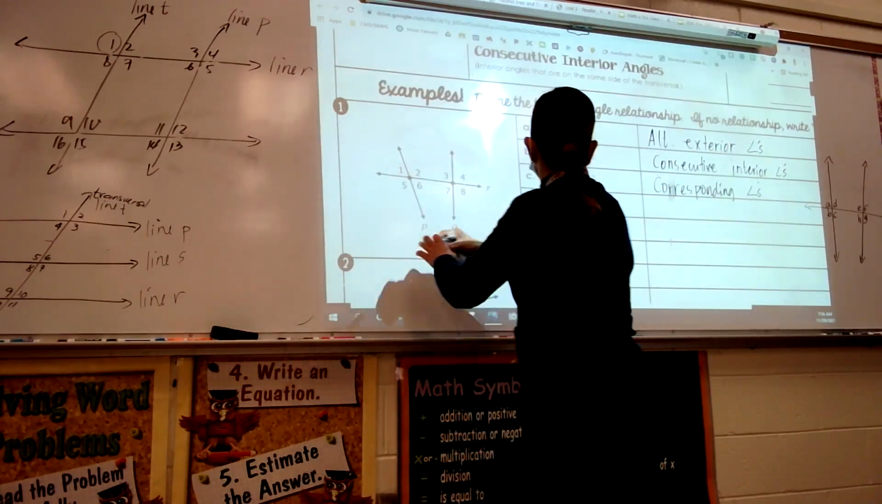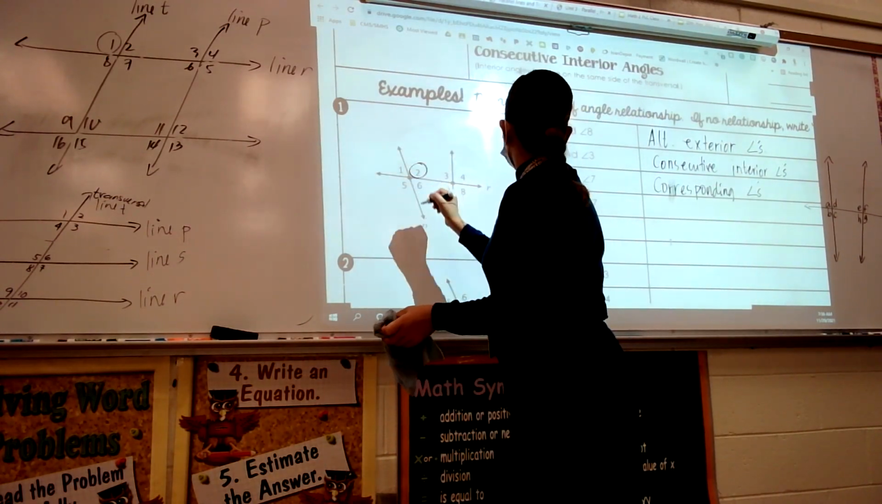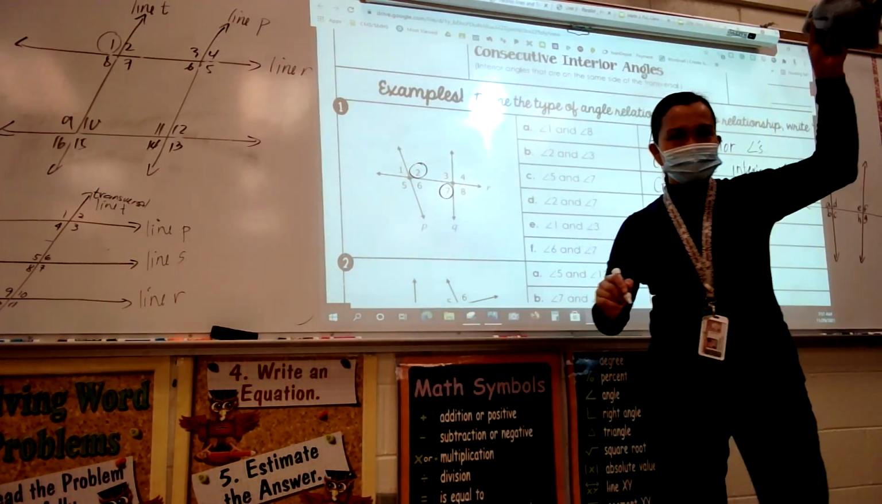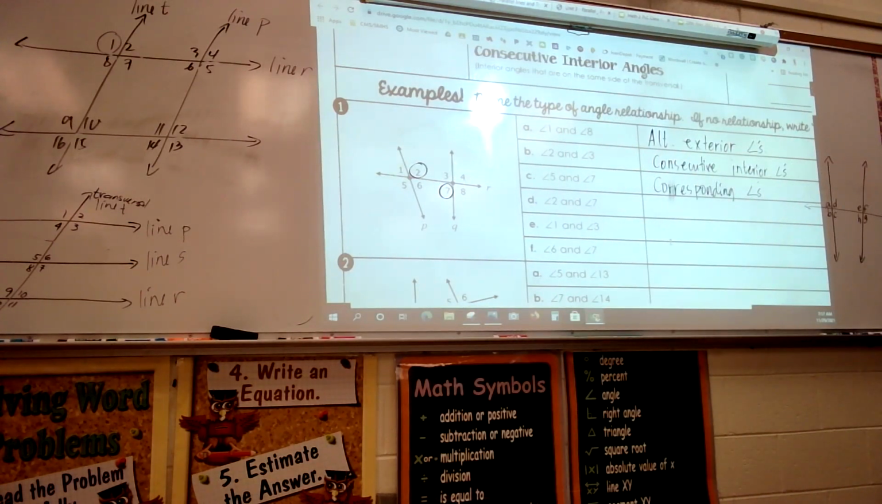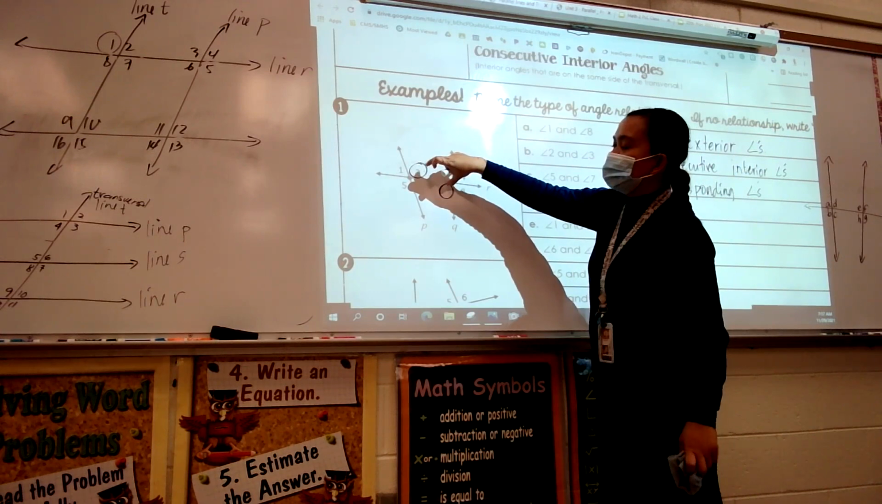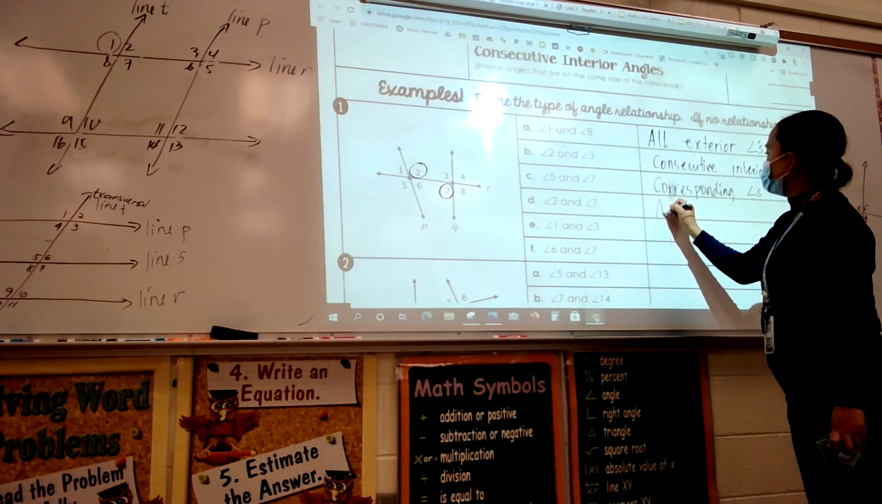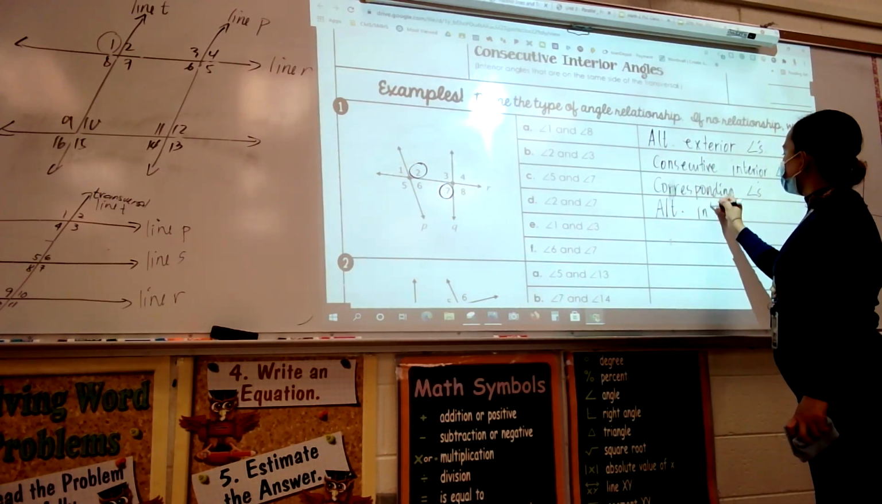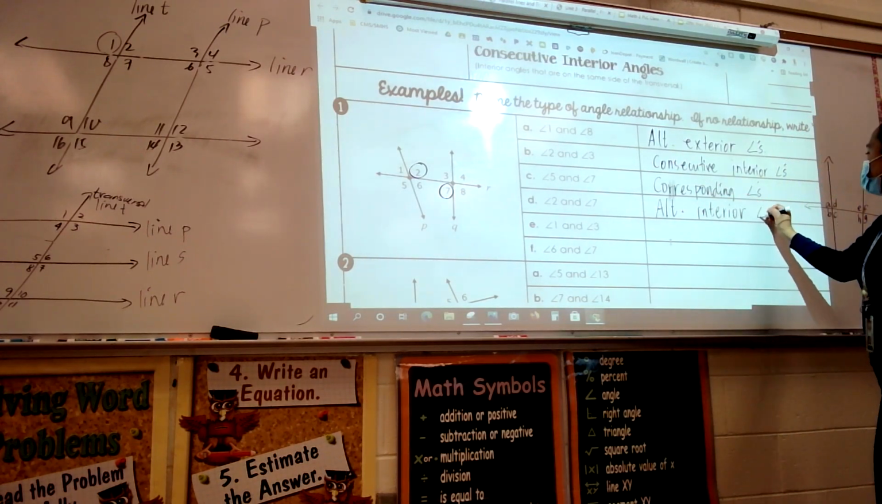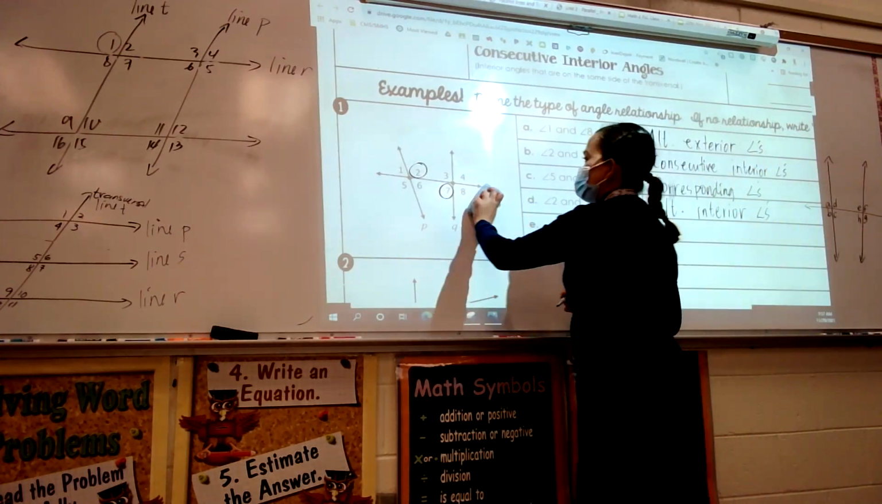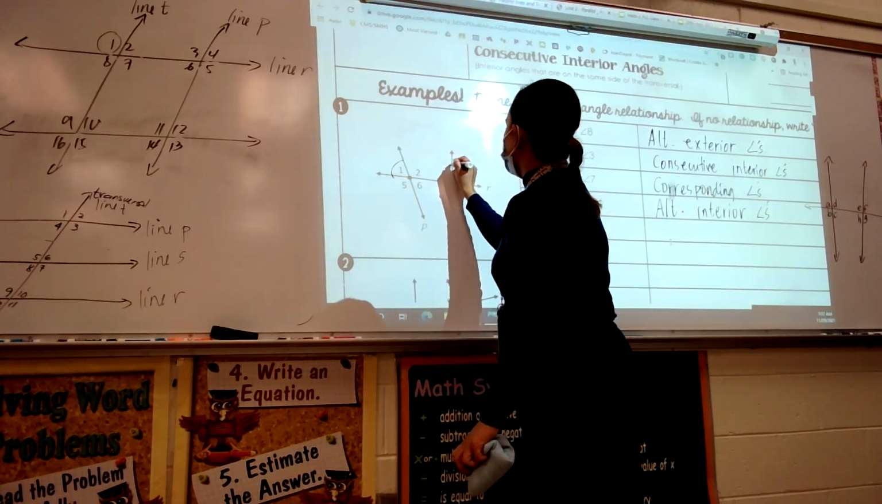Next. Angle 2, angle 7. What is that? Come on, tell me. 2 y 7, Carlos. Alternate what? There are two alternate. Interior. They're both interior because they're inside, and they are alternate interior angles. Very good.